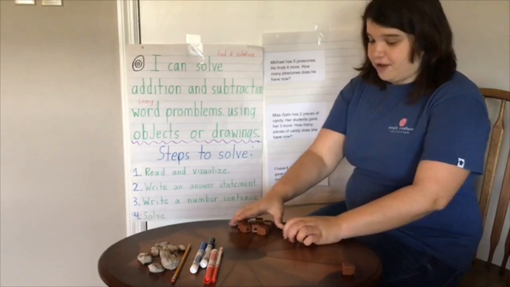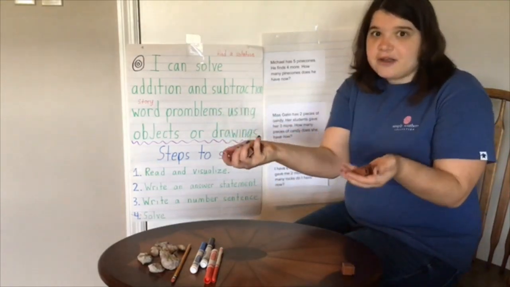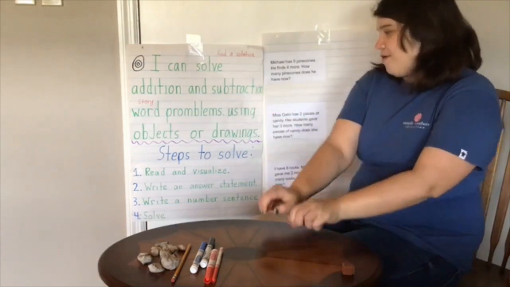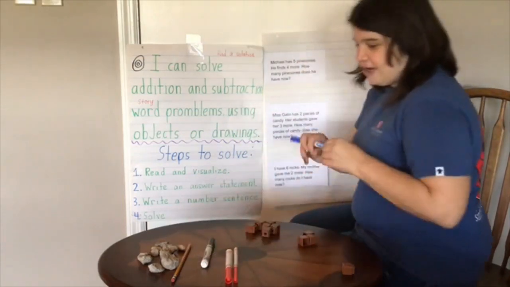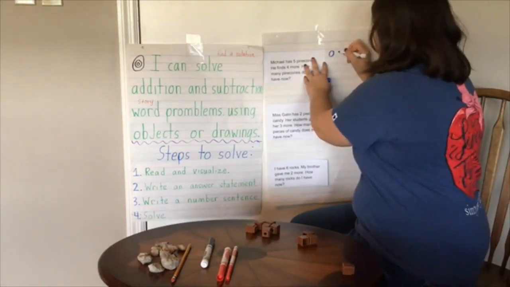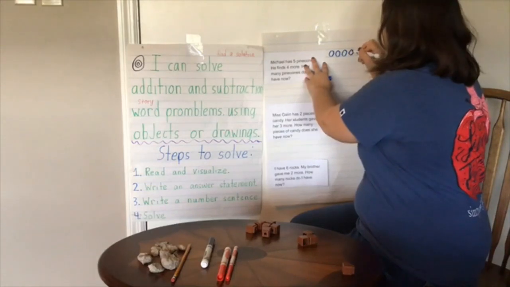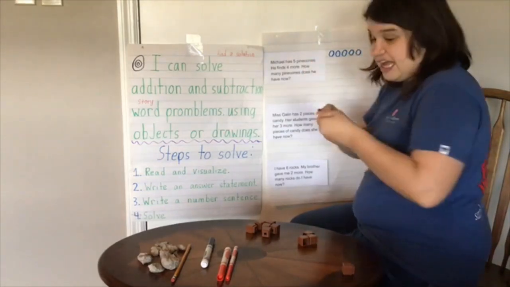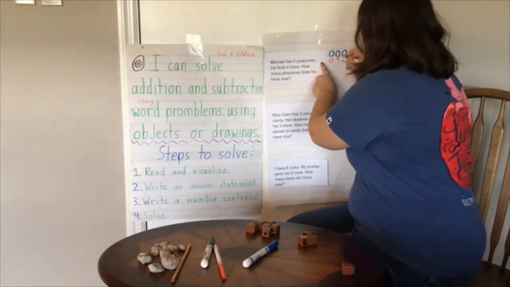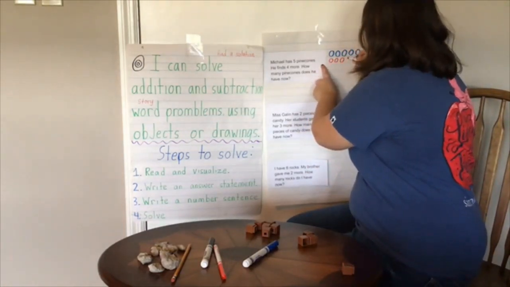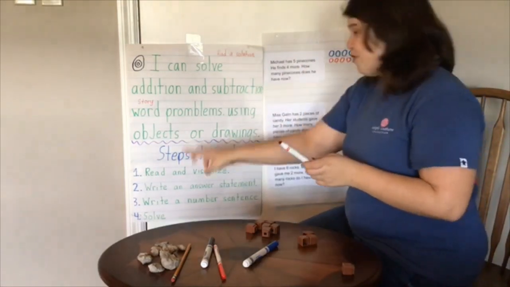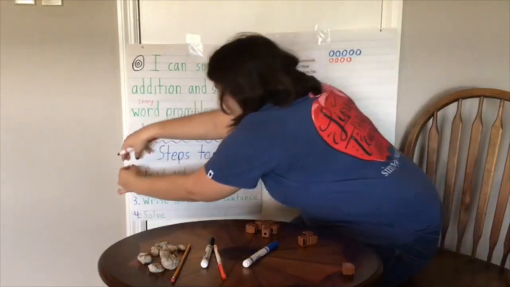So we model this with our cubes. We have 5 pine cones, and then he finds 4 more. That means he gets 4 more. I'm going to draw it out here. Here are my pine cones. He had 5. 1, 2, 3, 4, 5. And then he got 4 more. 1, 2, 3, 4.